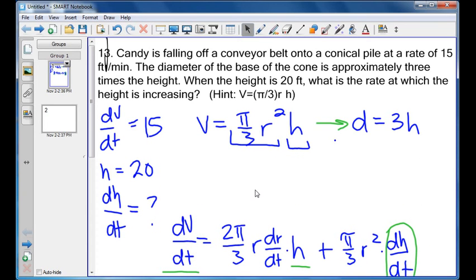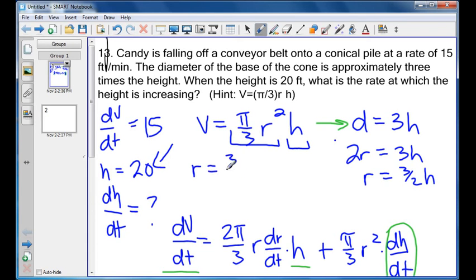But we need some information about the radius, and if you think about it, the diameter is related to the radius. The diameter is exactly twice the radius. So we get 2r is equal to 3h. And if we want to solve that for r, we can divide both sides by 2 and get r equals 3 halves h. Okay, well, given this information over here that the height is 20, we can solve for the radius because we can just plug 20 into the equation we have right here. So r equals 3 halves times 20, which means r equals 30. Well, that's great. That means we now have the radius. So that's covered both here and here.